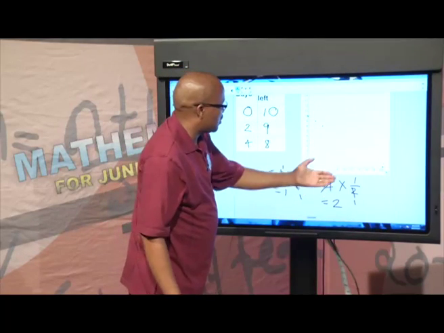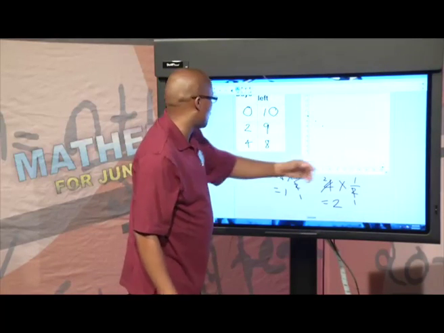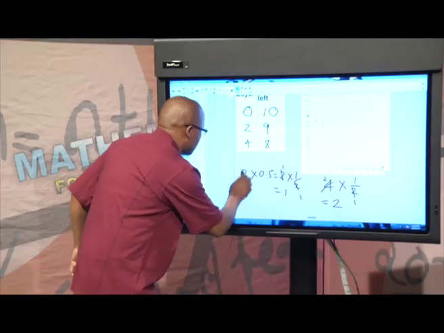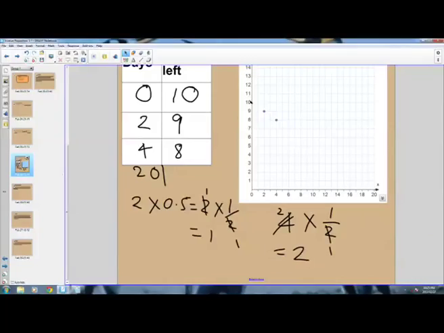Let us choose the point 20. We can choose when the number of days is 20. Now when the number of days is 20, what will happen on this side is 20 multiplied by 0.5, which is 10. So we've got 10. Now 10 minus 10 is 0. So it means when the number of days is 20, the point will be here. It will be 20, 0.